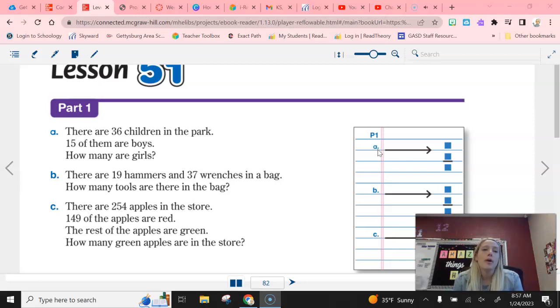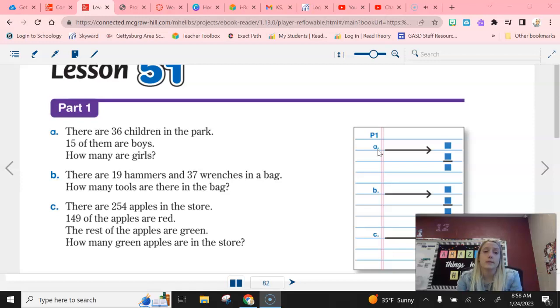All right, here we go. There are 36 children in the park. 15 of them are boys. How many of them are girls? So the information they gave us is that there are 36 children in the park. So you need to think about that. Is that a part or is that the whole? Okay, if it says there are 36 children in the park, you should be saying in your head that that's the whole amount, the total. Okay, so if you're creating a problem, your total goes at the end of the problem. Okay, so after the equal sign, you should have the 36.